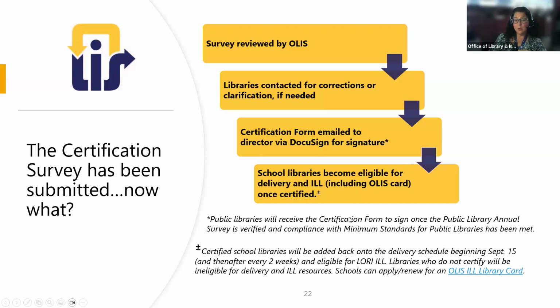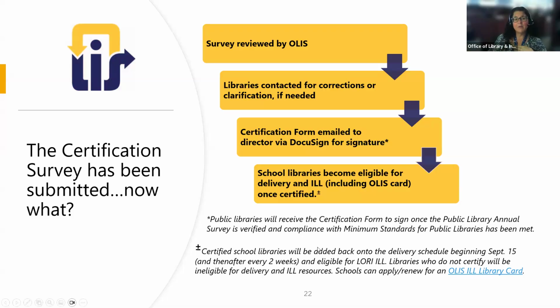And then if you are a school library, once you're certified, we will start adding schools back on to delivery the week of September 15th. And then every 2 weeks, there's a rotating add for the school libraries. So the sooner the school libraries certify, the sooner they get back on delivery. And we will be notifying Optima usually the end of the week prior to the start of schools being added. So for example, if you were a school library and you submitted your certification on September 15th, you're probably not going to be getting back on delivery for the next 2 weeks because we add schools on every 2 weeks.